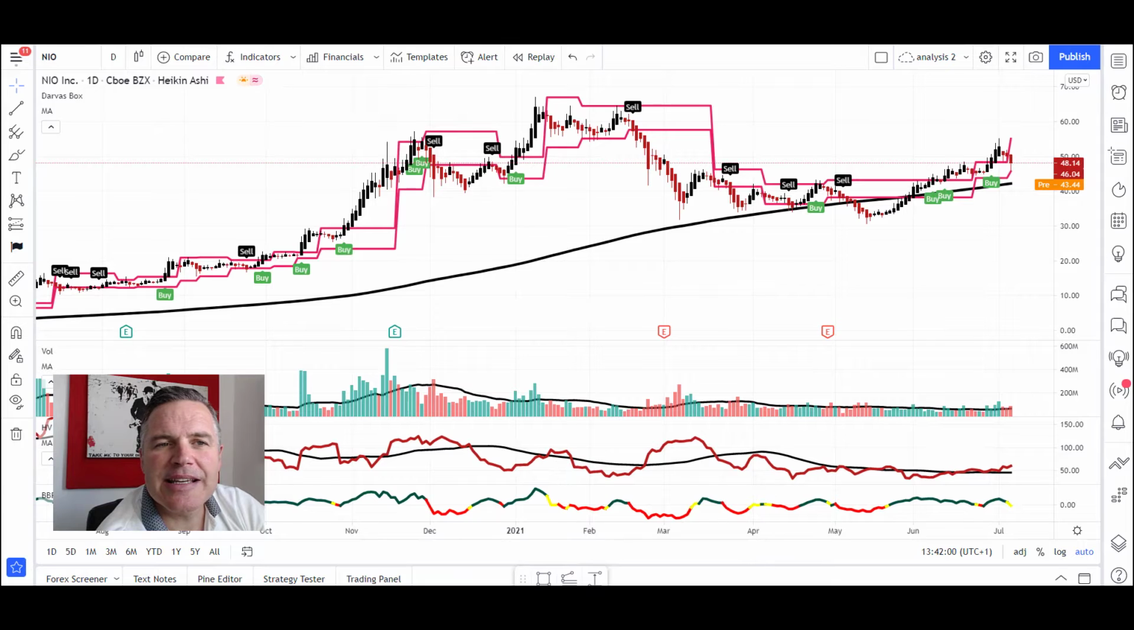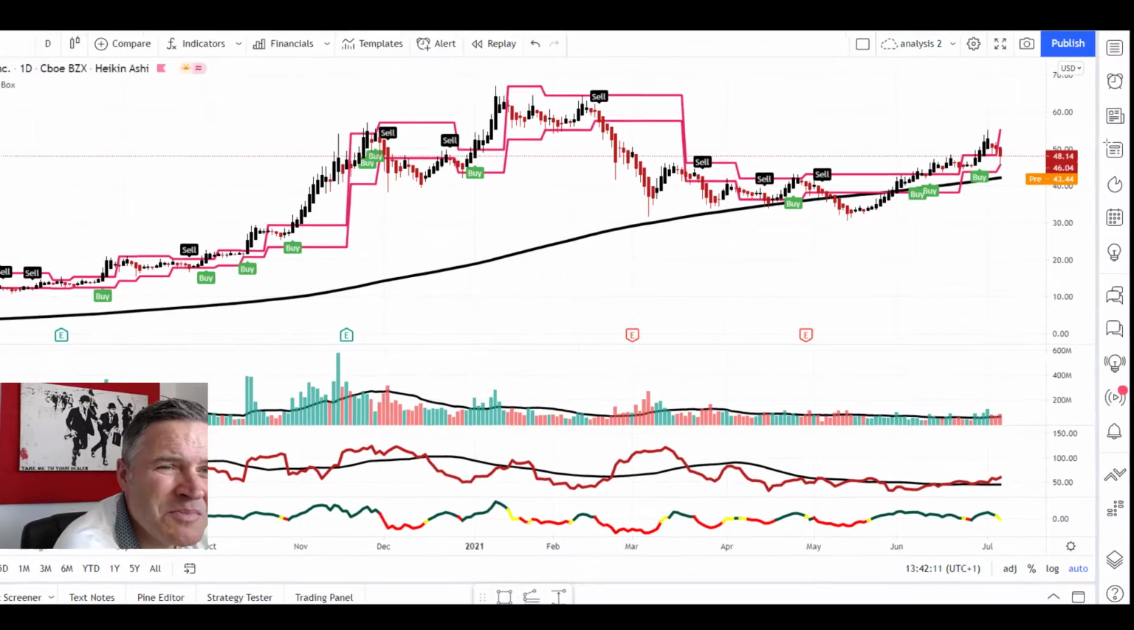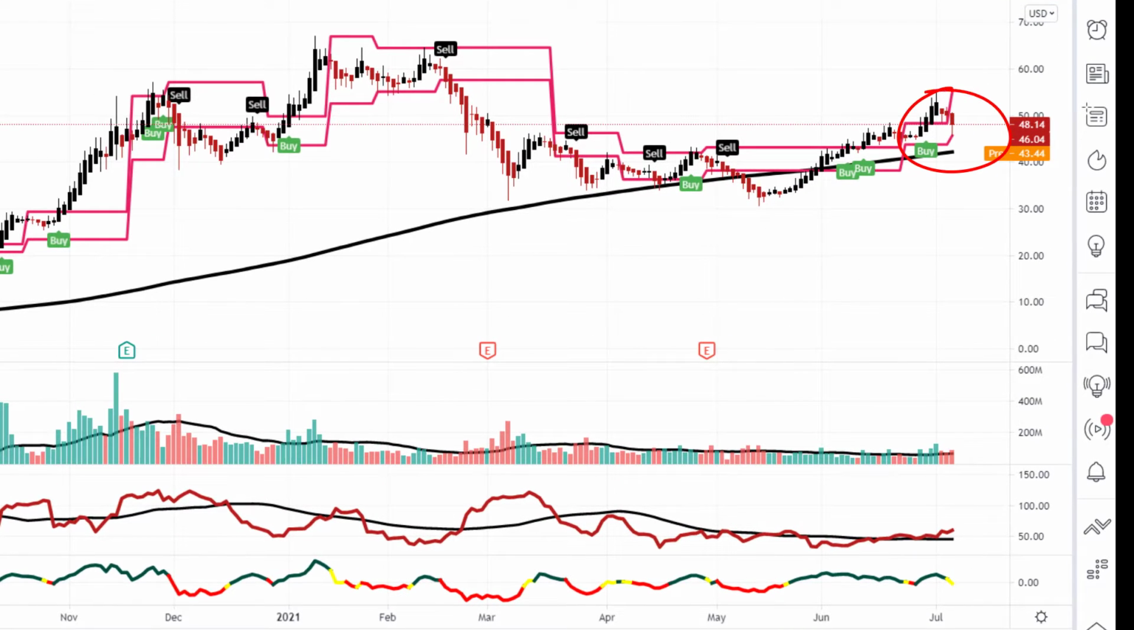Looking at a basic Heikin Ashi chart here, again using Heikin Ashi to smooth out the data and let us see those trends a bit more easily. If we look at the chart now, we've got something called a Darvas box system on there at the moment. That's the pink lines, and that's currently inside the box, so nothing bullish there immediately in the short term. We did have a recent buy signal, but that's pulled straight back.